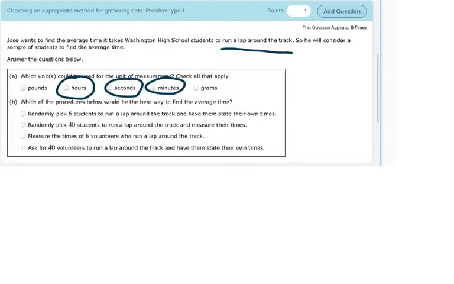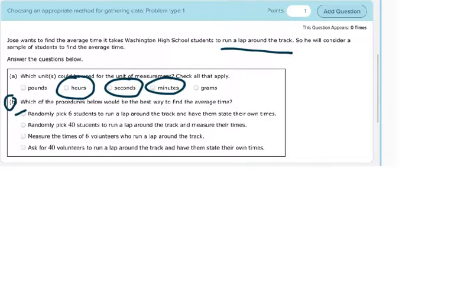Letter B. Which of the procedures below would be the best way to find the average time? This means, how would we collect the data? The first one says randomly pick 6 students to run a lap around the track and have them state their own times. First of all, the beginning of this, randomly picking, is smart. That's a good way to get accurate data. You don't want to go to the track team and have the 6 fastest people run it, because that's not a good representation of the whole school. You want to get random people, just like it says.